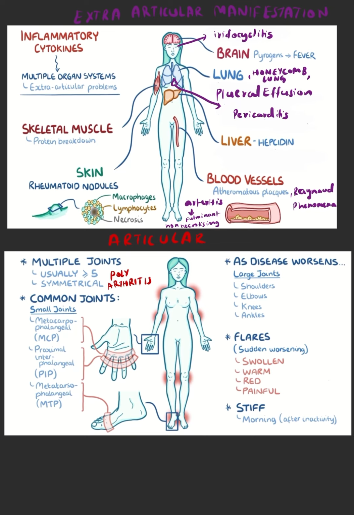Okay, and the other joints are also involved, right? Ranging from small joints to large joints, all joints are involved. It doesn't show partiality. Coming to small joints, metacarpophalangeal joints are involved, proximal interphalangeal joints are involved, metatarsophalangeal joints are involved. And as the disease worsens, it will go to large joints like shoulder joints, elbow joints, knee joints, ankle joints, and it will affect all these joints also.